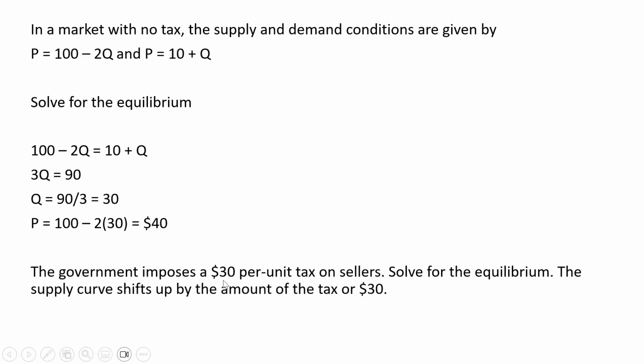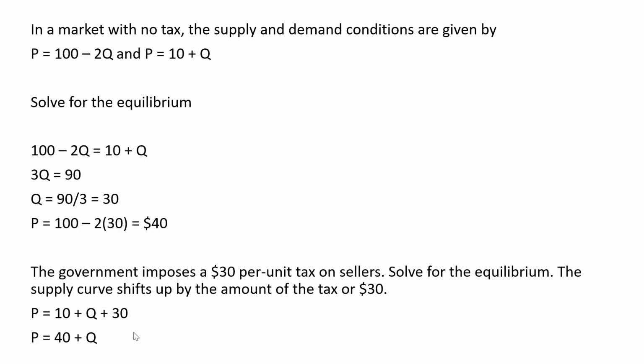Now let's suppose the government imposes a $30 per unit tax on sellers. We want to solve for the equilibrium. In this case, the supply curve shifts up by the amount of the $30 tax. So we take our original supply curve here and to shift it up in a parallel fashion by $30, we're going to add 30 to the right-hand side of that equation. Simplifying, we now have our supply curve that incorporates the $30 per unit tax.